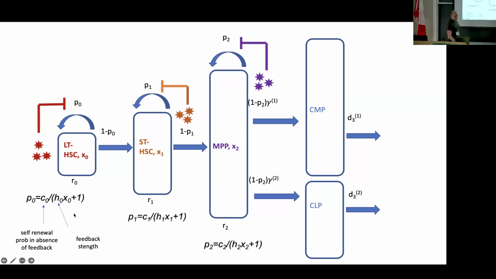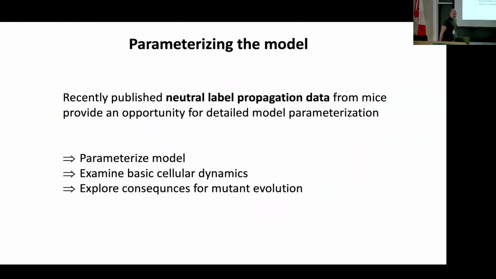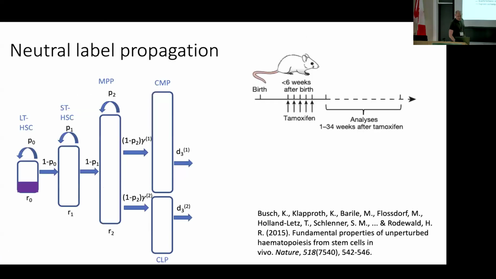We have these feedbacks expressed by these functions here. You have a basic self-renewal probability in the absence of feedback, which we typically call C, and a strength of feedback, which we call H. So that's basically the system we're considering. Now, parameterizing the model. The model has to be parameterized in order to give biologically important insights. So we did that, and I'm going to come to that. Then we examined some basic cellular dynamics, which I'm also going to explain, and then we'll move on to the evolutionary part of the talk.